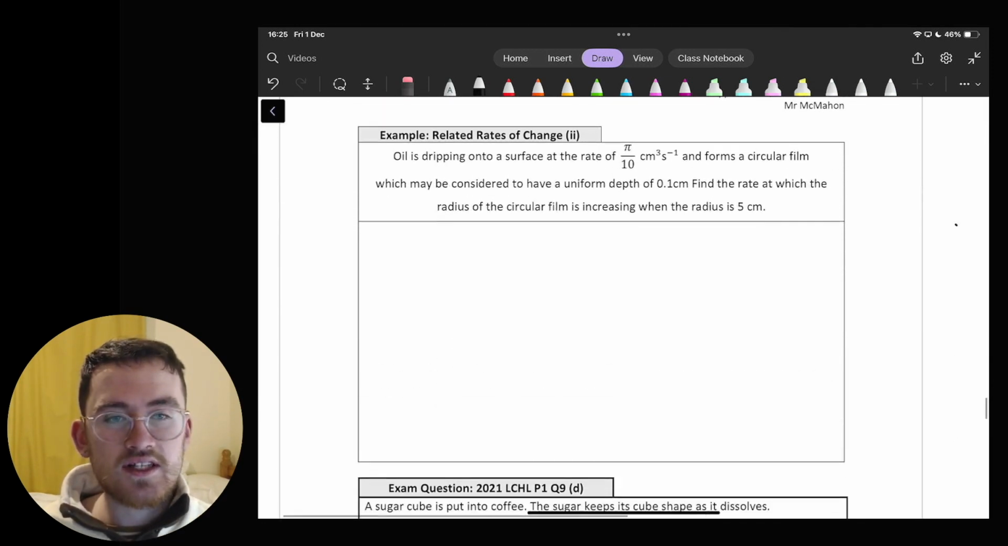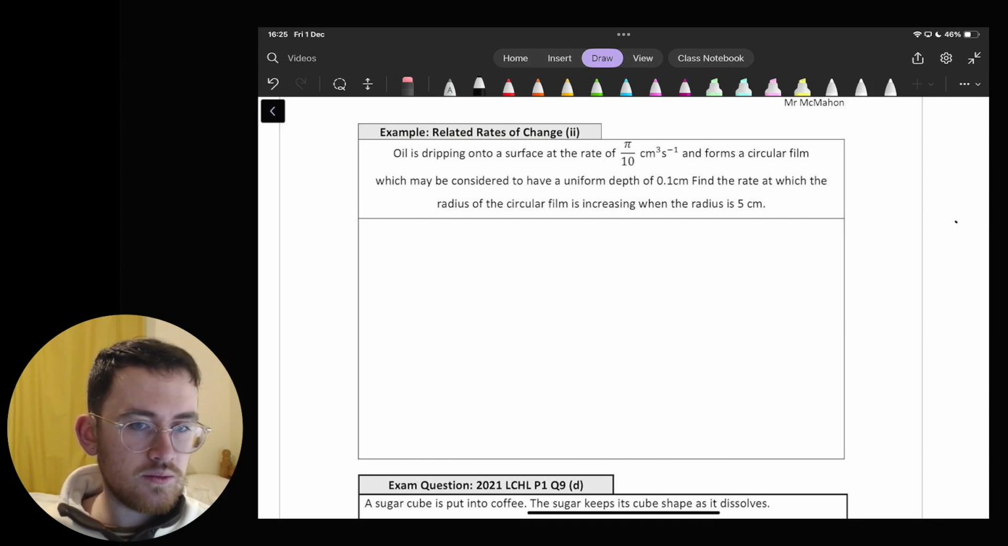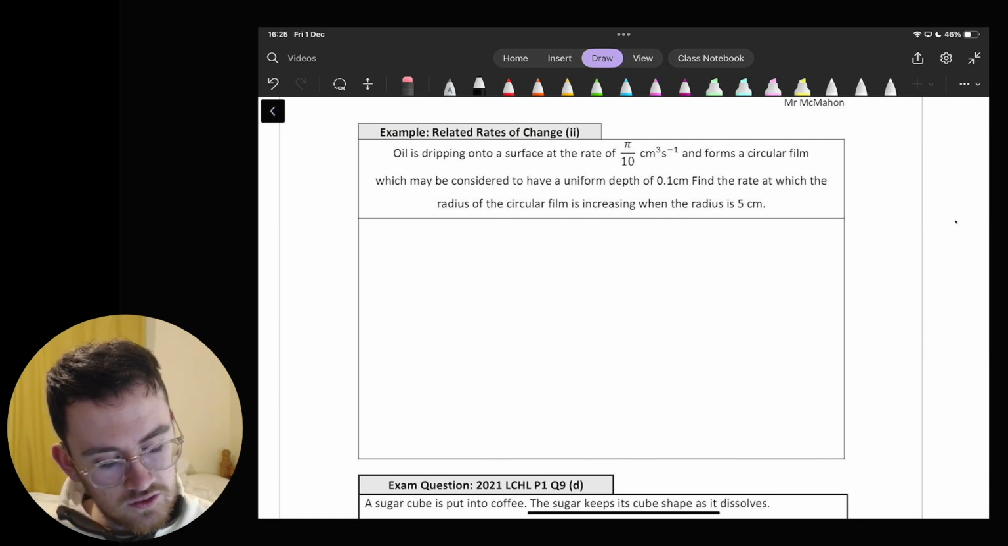Let's look at another example. Oil is dripping onto a surface at a rate of pi over 10 centimeters cubed per second and forms a circular film which may be considered to have a uniform depth of 0.1 centimeters. Find the rate at which the radius of the circular film is increasing when the radius is 5 centimeters.